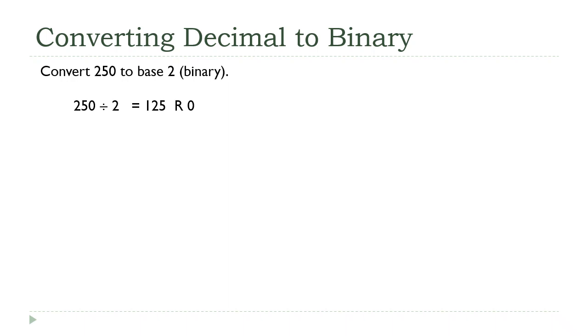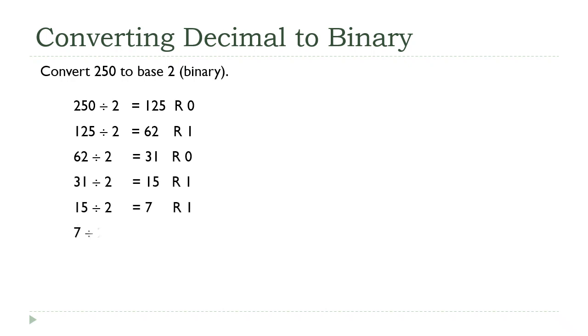Now I'm going to take that 125 and do this again. 125 divided by 2 is 62 with a remainder of 1. And so on. We're going to have to do this several times. 62 divided by 2, 31 divided by 2, and so on, all the way down until we get to 0. When we get to 0, we're finished.